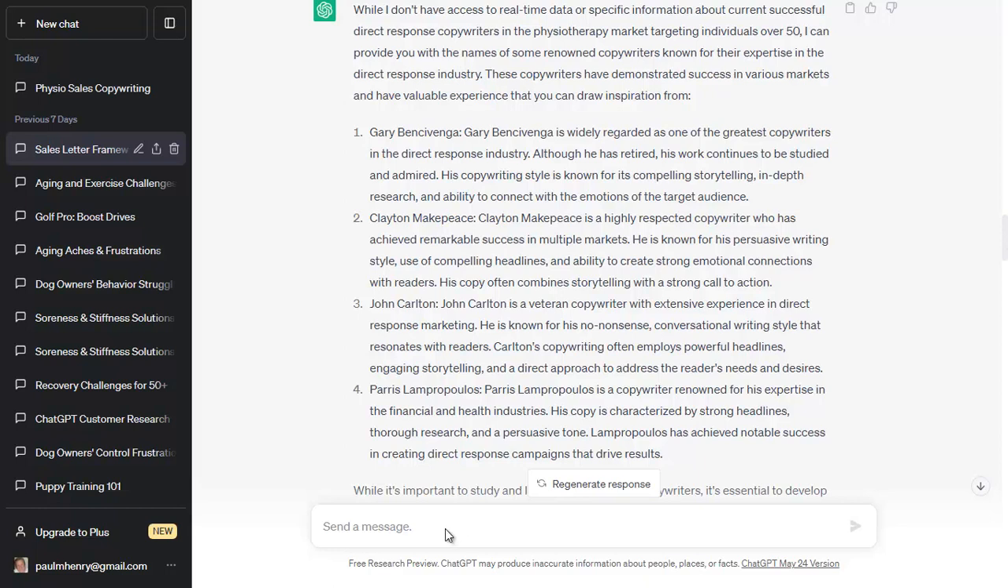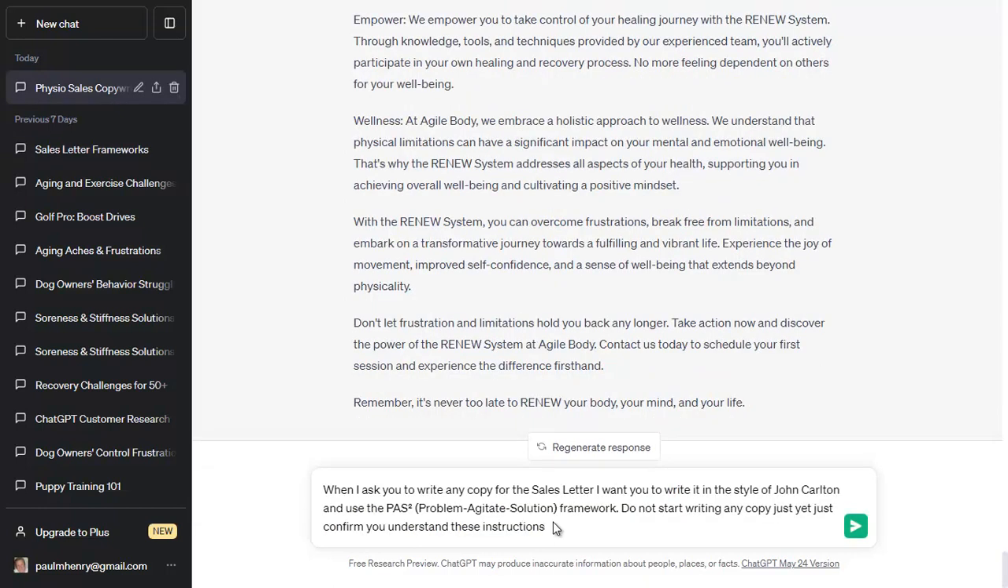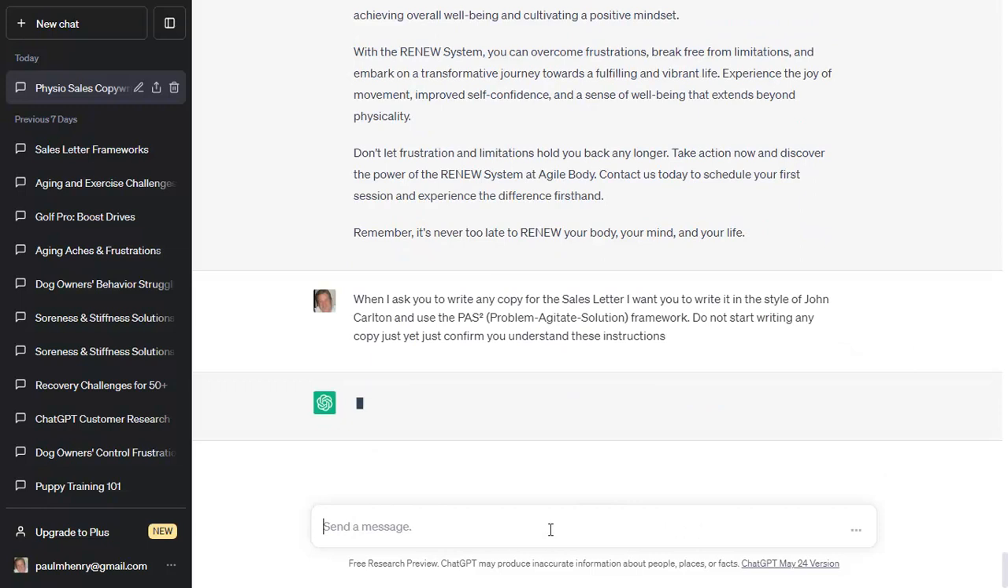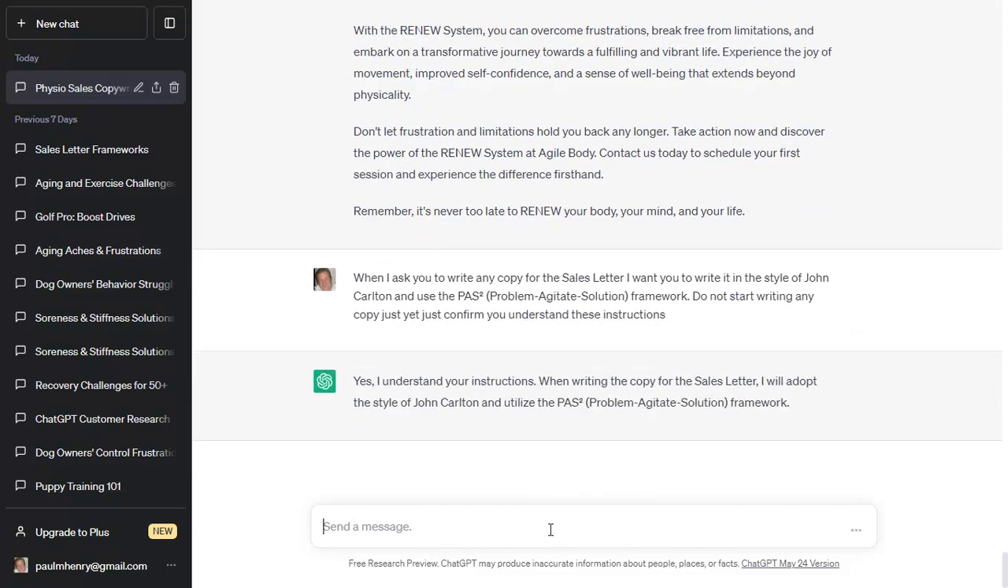So I'm going to go back now to physio sales copywriting and suggest that the copywriter it is going to choose is John Carlton, and the style is PAS squared. So now I'm back in the preparation stage, the priming stage, and I've said when I ask you to write any copy for the sales letter, I want you to write it in the style of John Carlton and using the PAS squared solution framework. Do not start writing any copy just yet. Just confirm you understand these instructions. Yes, I understand.